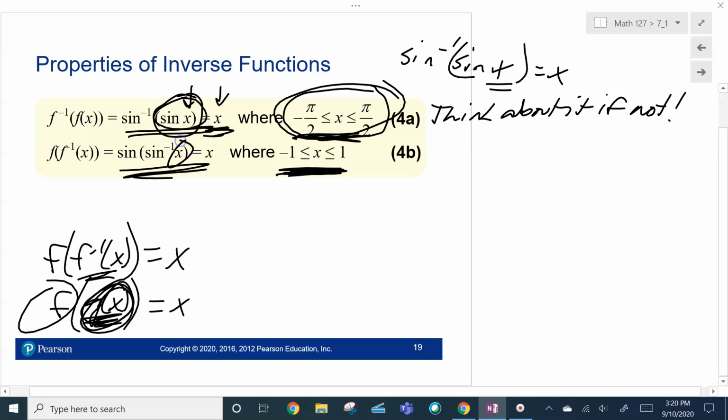Why? Because that's your restricted domain of the arc sine. And there's nothing else you can do about it. If it's not between there, then it's simply undefined, period. Whereas this one, there might be alternates if it's not between there, and we'll talk about that.